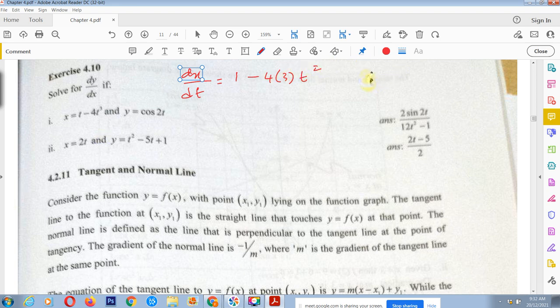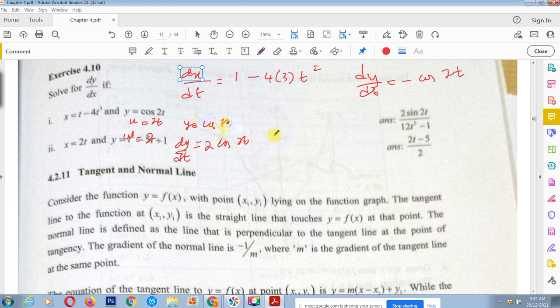And then we have dy differentiated with respect to t. We have dy dt. We got negative cos 2t. This is chain rule. So to make it easier, u equals 2t, so y equals cos u. So u prime equals 2. So dy dt equals 2 cos 2t.